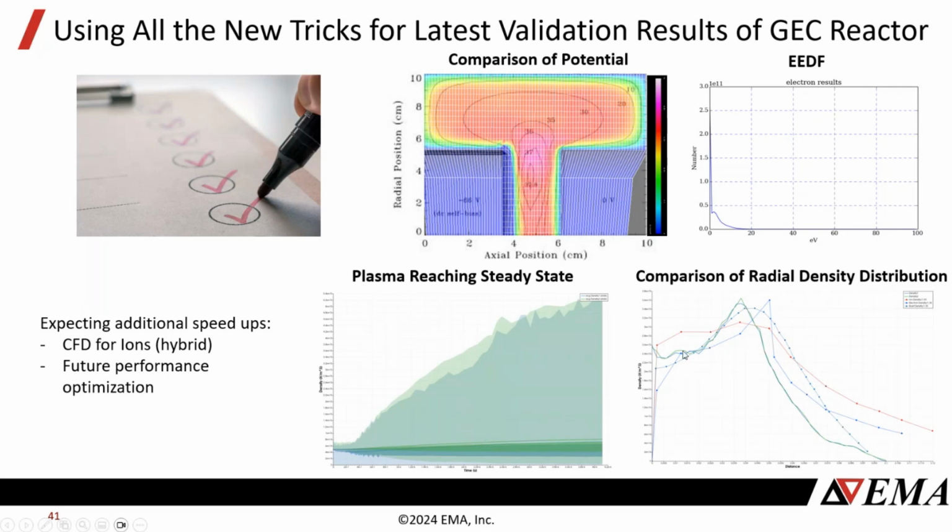We're getting the proper distribution of the plasma as a function of radial distribution and axial distribution, things that we've done in the past, but we're still able to do that more efficiently now with the new solution. Monitoring the electron energy distribution and also the potential distribution to make sure the values are matching. So we're matching an amplitude here around 38 volts in the space charge distribution from the plasma reaching a steady state. We expect even more speed up from using CFD for the ions.